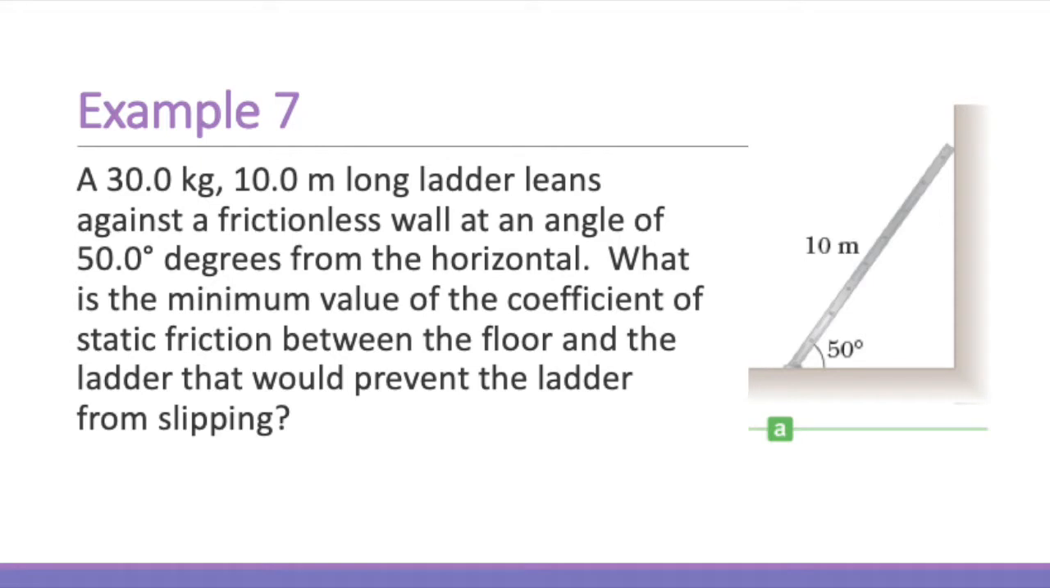Example 7, a 30 kilogram, 10 meter long ladder leans against a frictionless wall at an angle of 50 degrees from the horizontal. What is the minimum value of the coefficient of static friction between the floor and the ladder that would prevent the ladder from slipping?